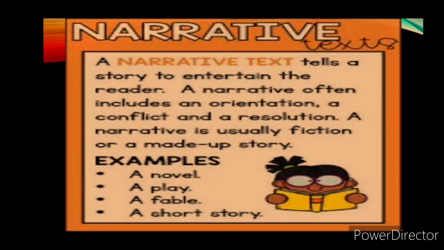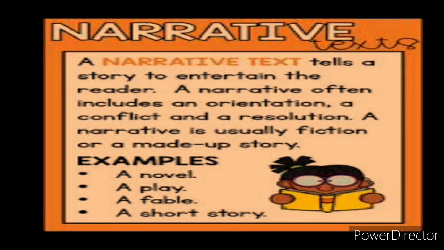Alright, what then is a narrative text? It tells a story to entertain the reader. A narrative often includes an orientation, a conflict, and a resolution. A narrative is usually fiction or a made-up story. It can also be a real-life story, a real-life experience. Examples are a novel, a play, a fable, and a short story.